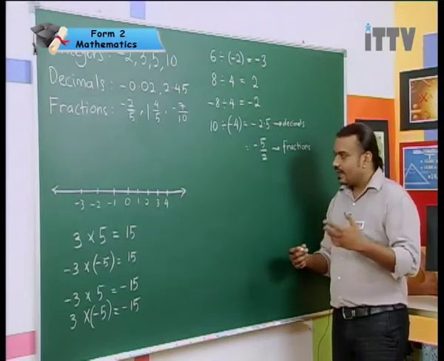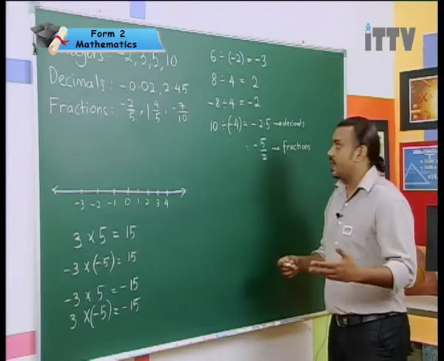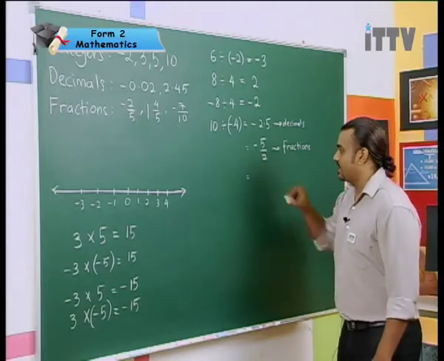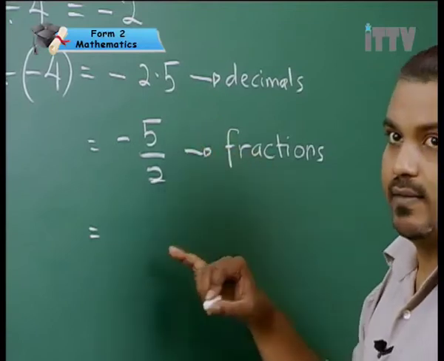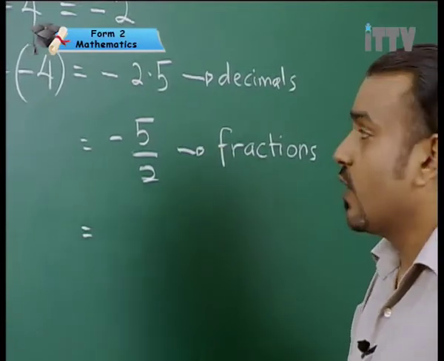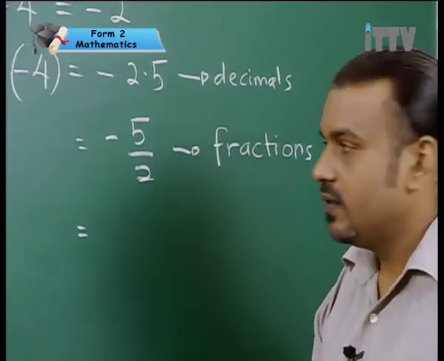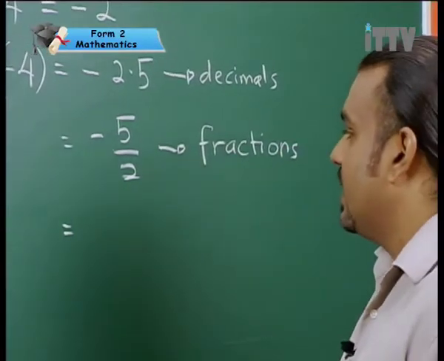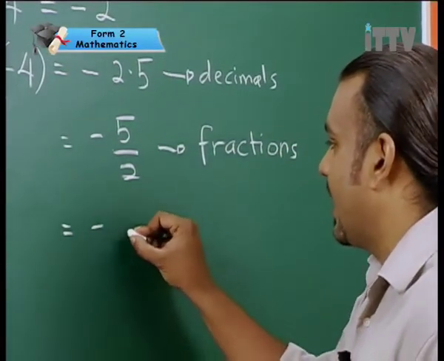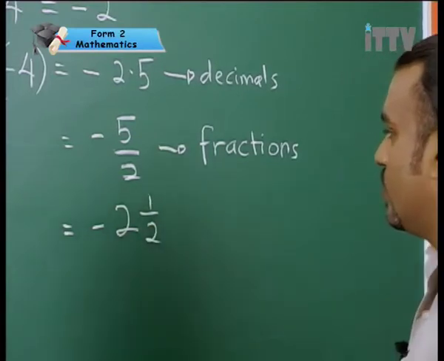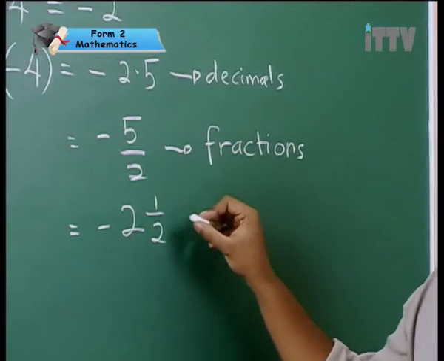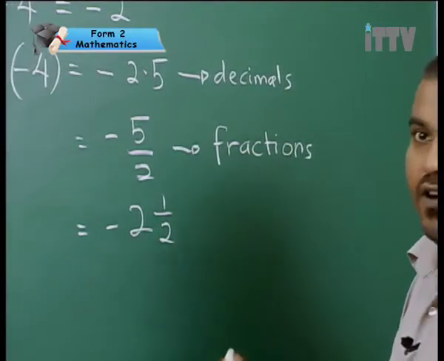Is there any other way for me to write them down? Think. Yeah, there is one more. 5 over 2 is an improper fraction, right? So what we can do is convert it into a mixed number. Awesome. So if it's a mixed number, then the answer would be negative 2, 1 over 2. Now, this is also a fraction. It's in a mixed number form.